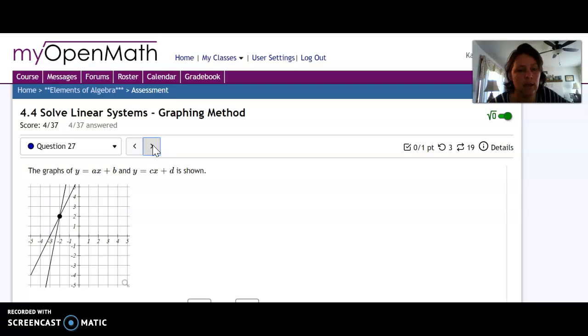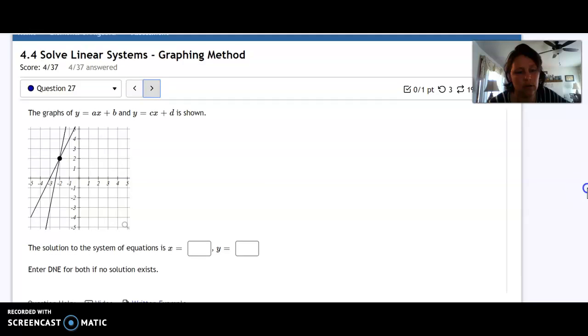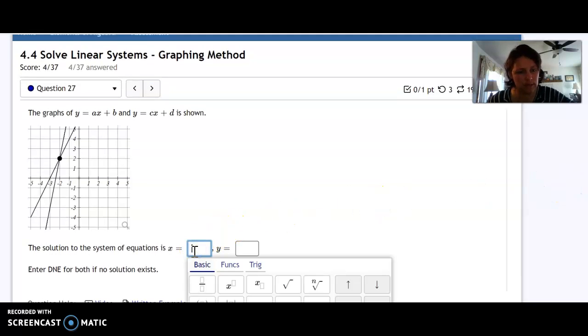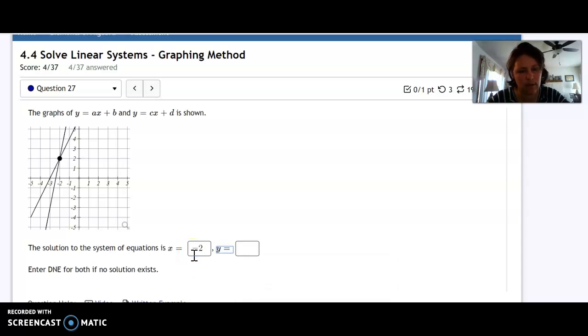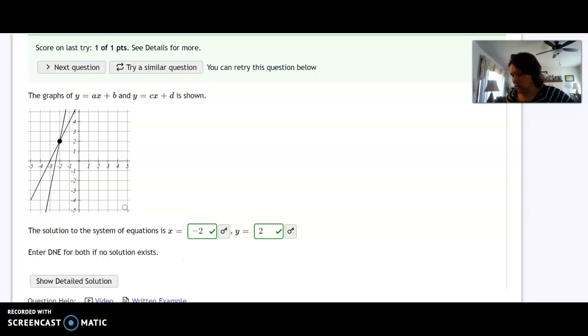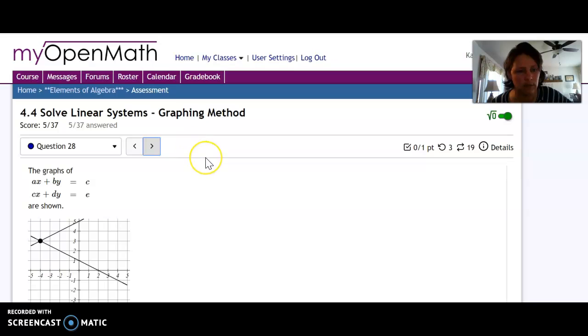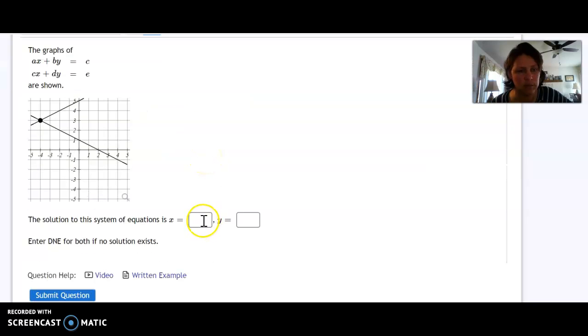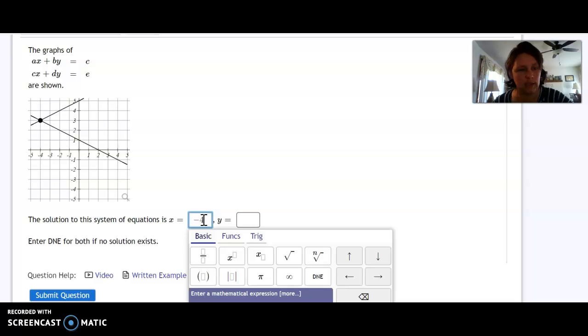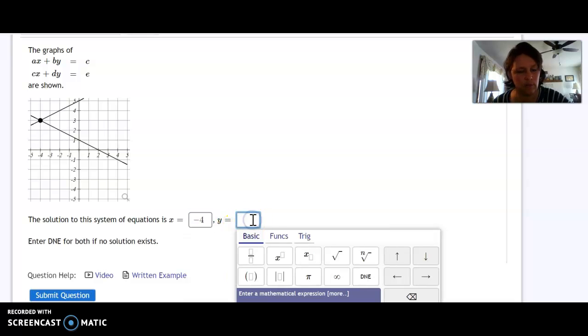All right, so we've got the graphs shown here, the solution to the system of the equations. All we have to do is put in that point. So our x value is -2 and our y value is +2. All right, and that's all we needed to do for that one. Okay, 27, 28. Again, just plugging in the points. The point I see there that's going to be a solution is -4, 3.